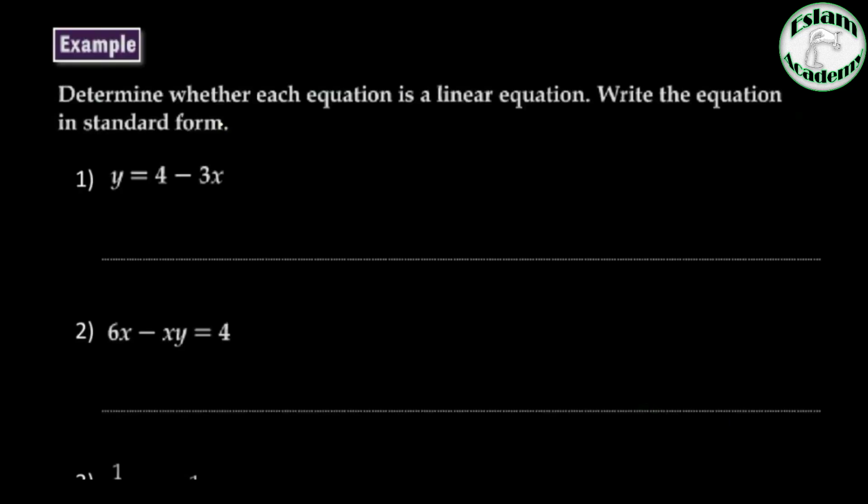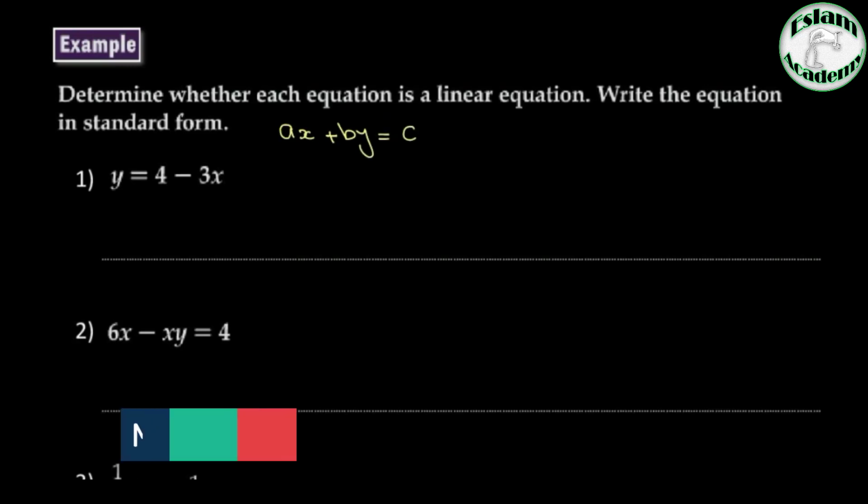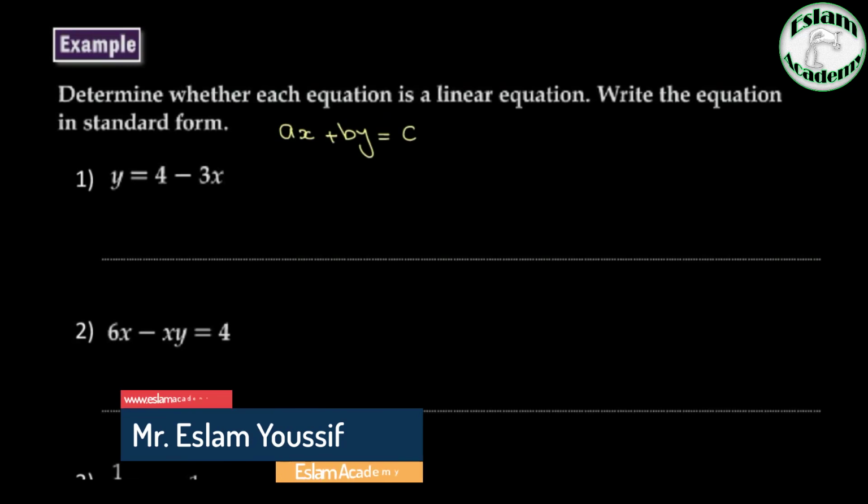In this problem, we need to determine whether each equation is a linear equation or not. If it is a linear equation, we need to write it in standard form. As we said before, the standard form must be written in the form ax plus by equals c. It means x and y are written on the left hand side, and the constant is written on the right hand side. For the first one, y equals 4 minus 3x.